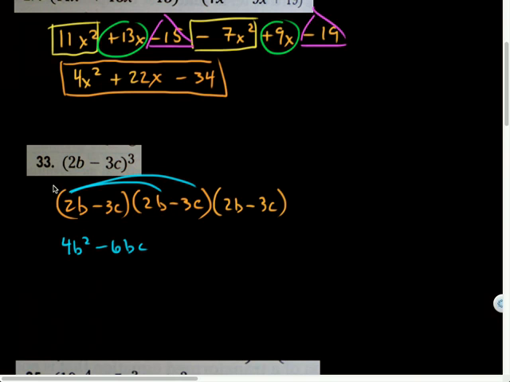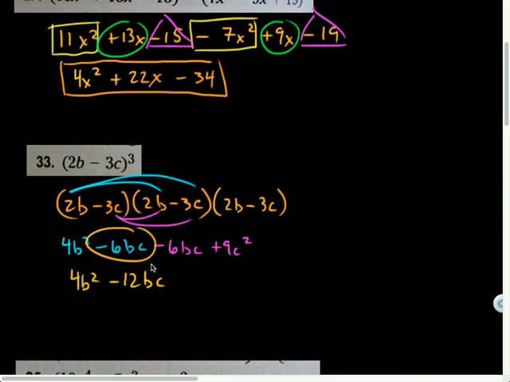Let's see. Negative 3c times 2b is another minus 6bc. You also could have used a pattern for the first one. And then negative 3 times negative 3 is plus 9c squared. I'm going to combine some of these. So 4b squared minus 12bc, because I combine this guy and this guy, and plus 9c squared. However, that is still being multiplied by the 2b minus 3c.